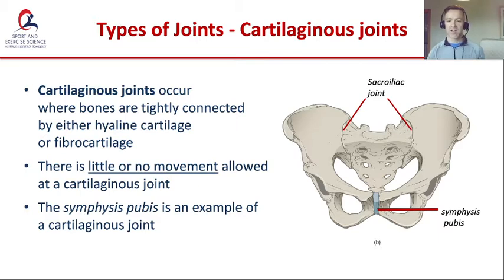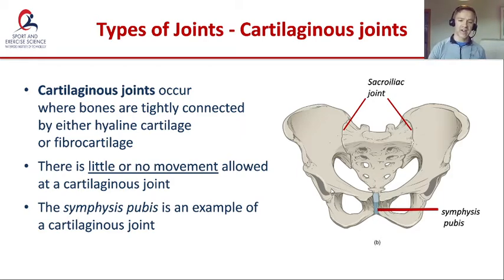So examples here are the bones of your pelvis. We said you've got your ilium, your ischium, and your pubis on either side fused together to form the pelvis, left and right. Where they join the sacrum, where the ilium joins the sacrum, we've got the sacroiliac joint here, or where the two pubis bones meet at the front, we've got the symphysis pubis here. Okay, they are two types of cartilaginous joints.